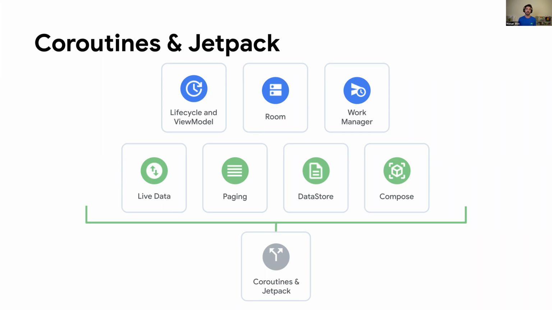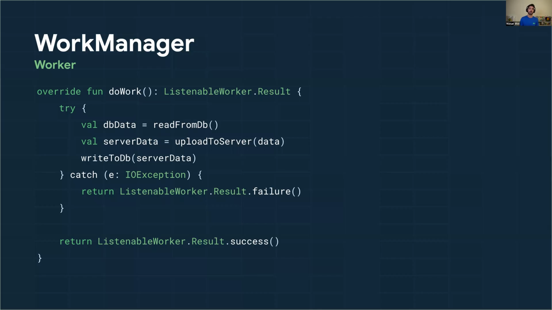But both of these are extensions to existing libraries. In some of our new libraries, we started with coroutines from the ground up. For example, that's the case of our new Paging 3 library that uses coroutines all the way up. And now we're going to see WorkManager as an example to convince you that coroutines is the right solution for async code in Android.